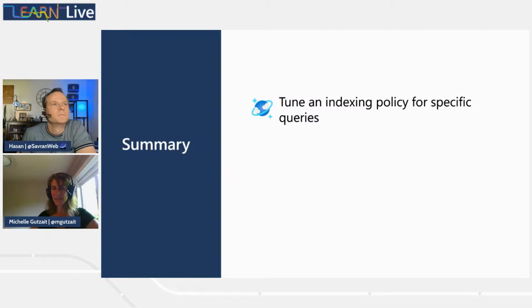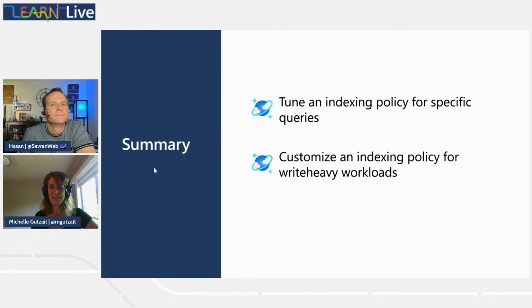Good stuff. And the next one is customize an indexing policy for write-heavy workloads if you need. So really depending on your load, depending if you're doing something temporarily or permanently, you need to decide which indexes you actually need, which indexes you don't need, and do whatever is good for your environment.